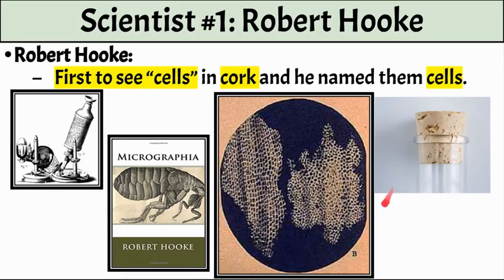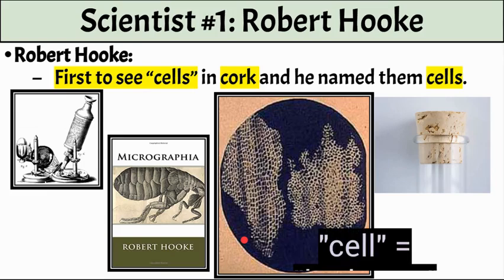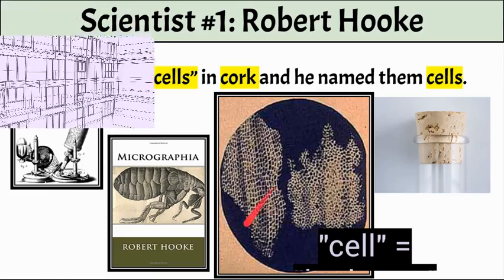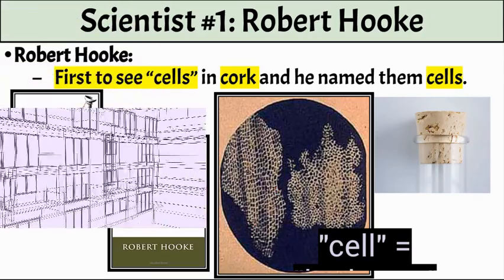He cut it into a thin piece. He looked under a microscope, and he could see it has these itty-bitty little blocks in there. He called them cells because it looks like he was looking at a map of a monastery with lots of little cells or bedrooms there.